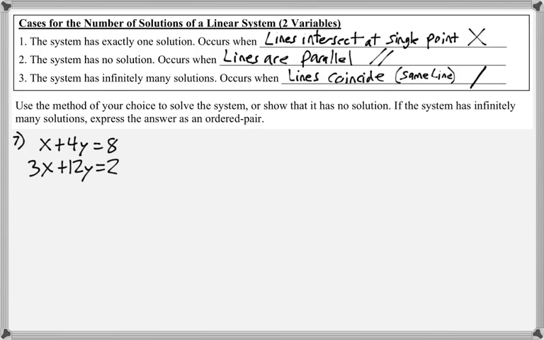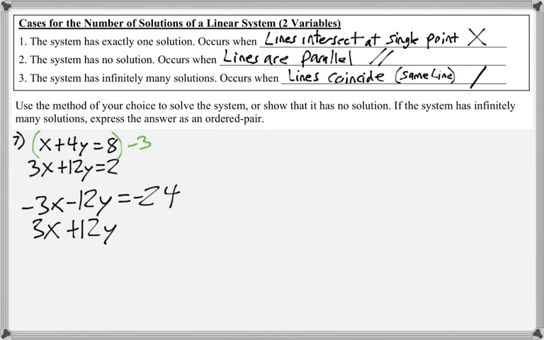Now, I can't just add these up directly because none of my variables will cancel out. So let's choose to get rid of the x's here. I really want a negative 3x because that would cancel out with a 3x. But I'm not allowed to just put a negative 3 there. To put a negative 3 there, I need to multiply the entire top equation by negative 3. So that's going to get me negative 3x minus 12y is equal to negative 24. Then I have 3x plus 12y is equal to 2.